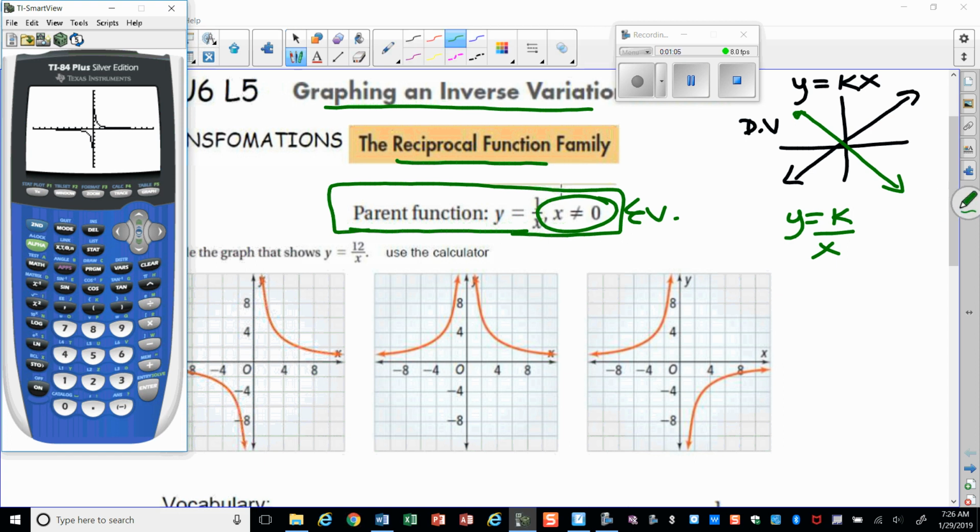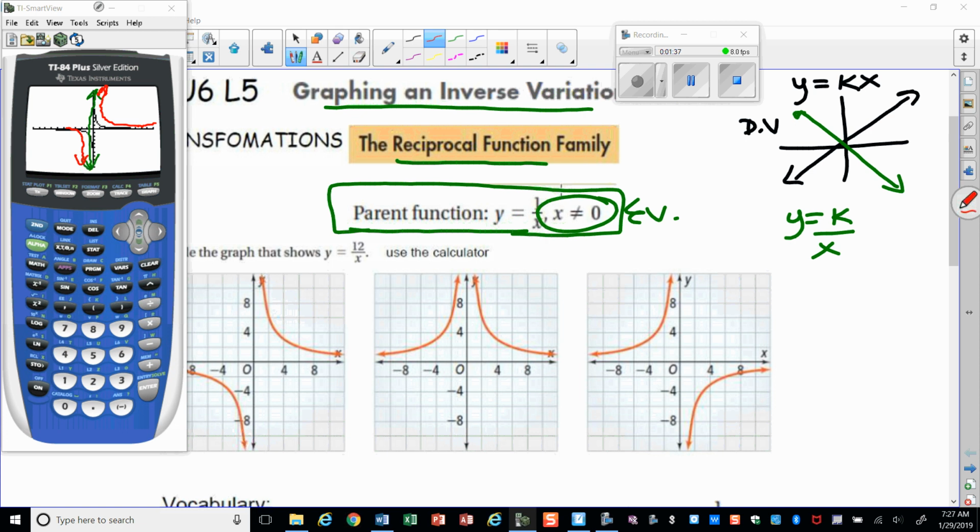And then look what happens on our graph. When x is equal to 0, the graph goes nuts, right? It goes to positive infinity and to negative infinity at the same time. And so remember, that's why we say this vertical line is undefined. It has an undefined slope. You don't know if it's positive or negative. It's actually both.